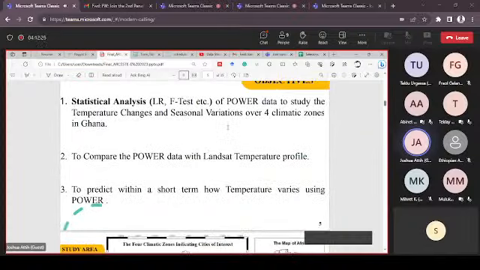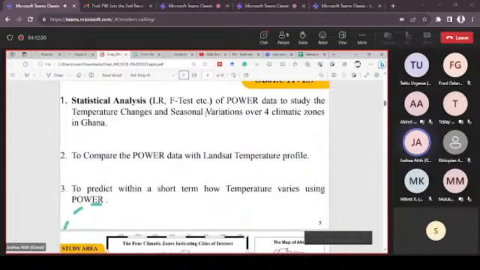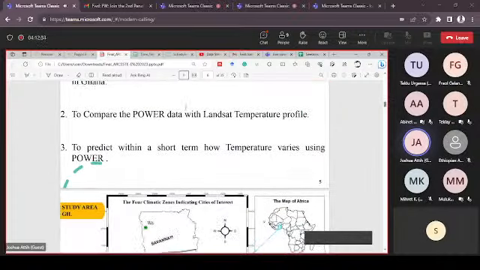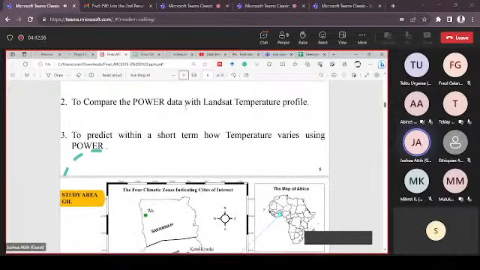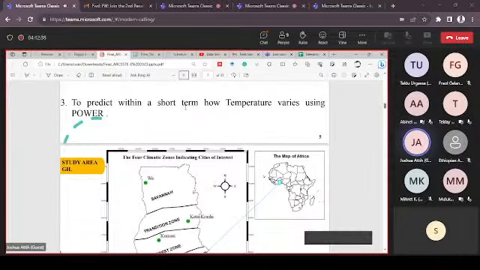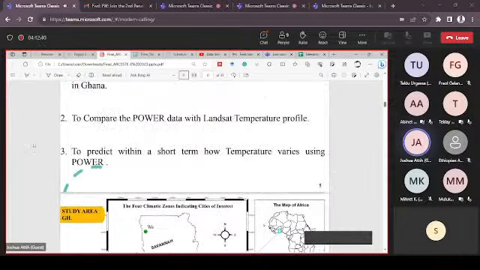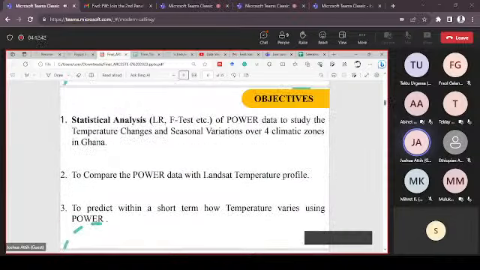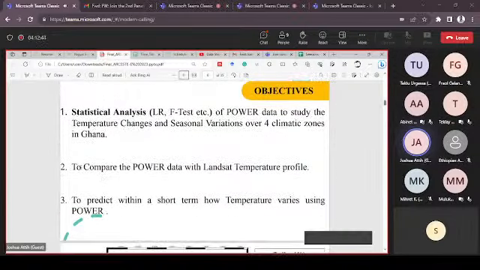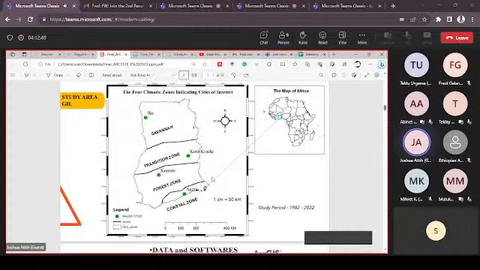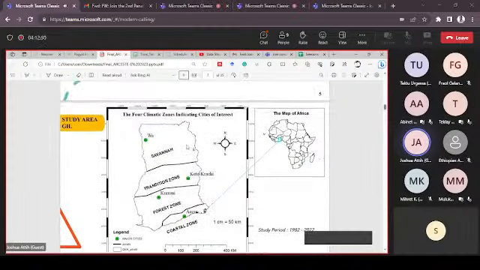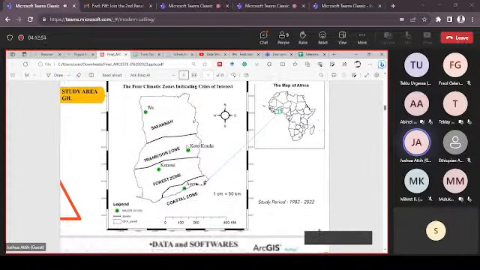Some of the objectives that helped me to achieve this were statistical analysis, using the linear regression test and the F-test of POWER data, and then comparing the data with the Landsat temperature profile and predicting within the short term how temperature varies using POWER. This third objective was derived from the first and second objectives because we could not compare POWER with the Landsat temperature profile directly. And the model we used from the machine learning point of view, XGBoost, did everything perfectly.